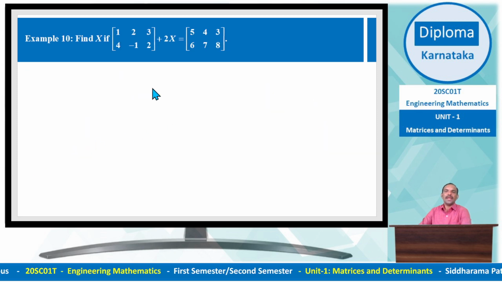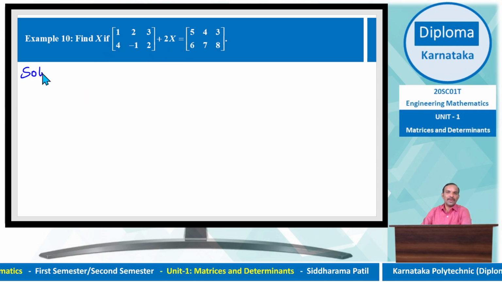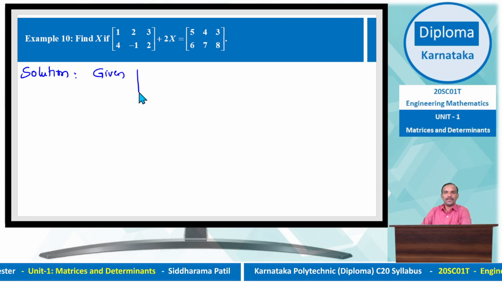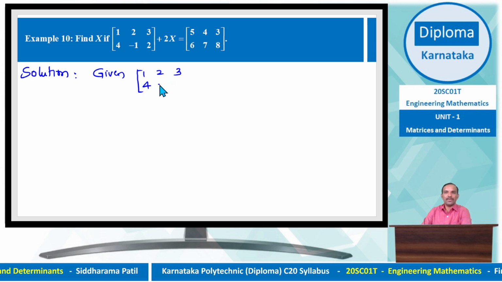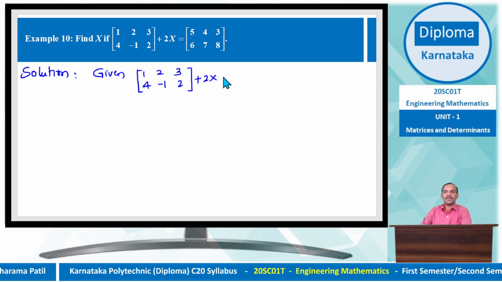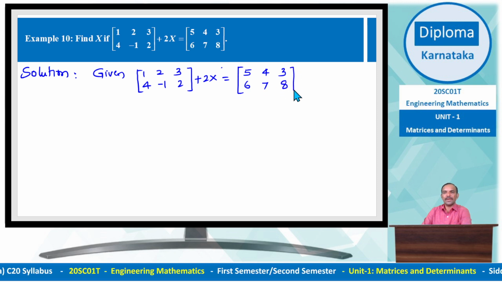Next, example number 10. Find x if one condition is given. That is the solution. Note down the given values. What is given? Given is the matrix 1 2 3 4 minus 1 2, plus 2x, is equal to 5 4 3 6 7 8.